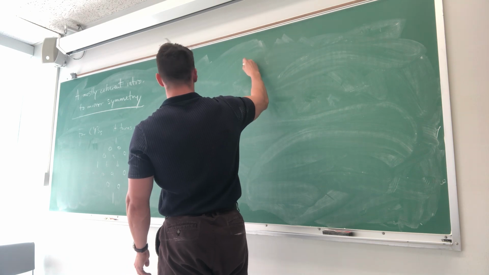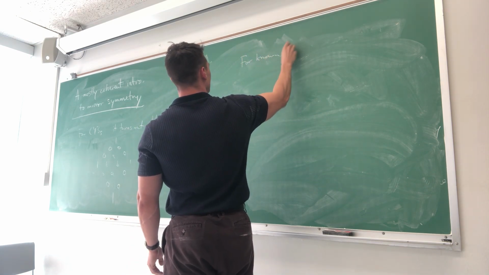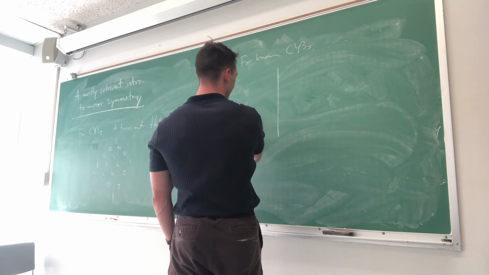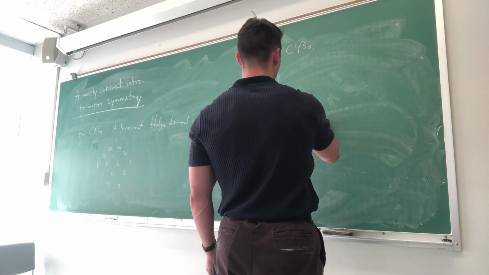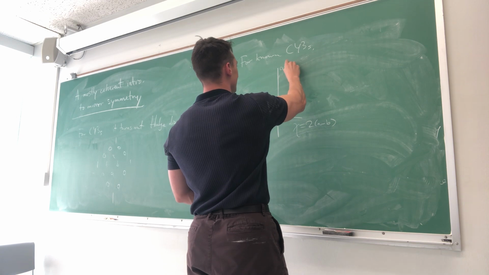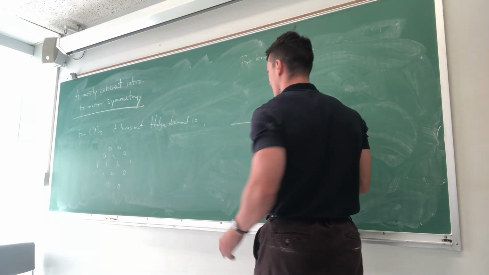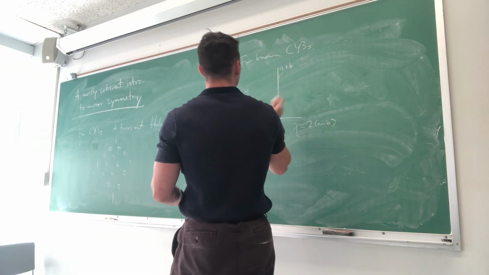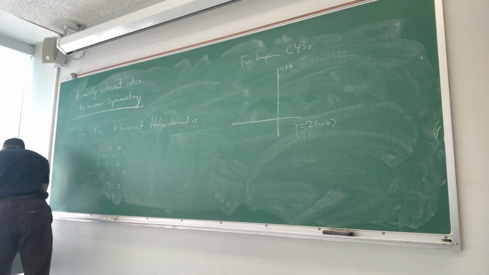So for known CY3s, this is some of the stuff people came up with. I'm slightly changing the coordinates here. Instead of A and B, I'm using A minus B and A plus B, but of course that doesn't really matter. You can always reconstruct A and B from that. So first, this was in, I think, '89 or so.